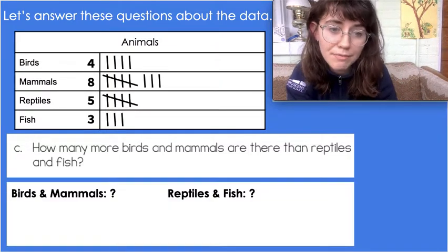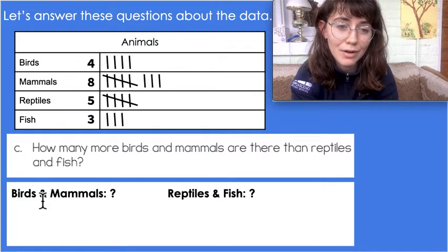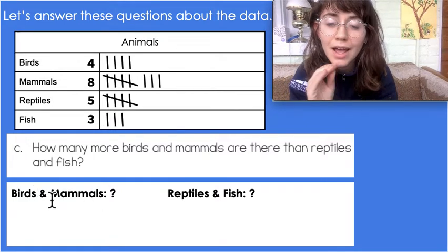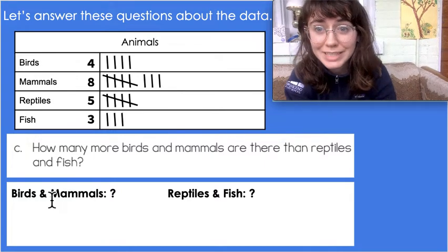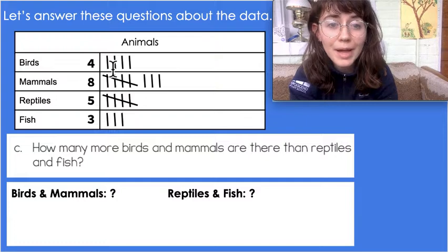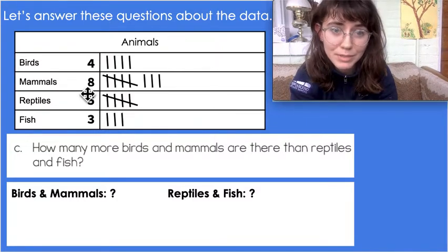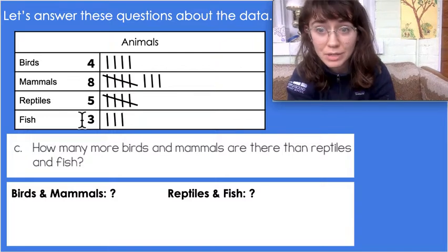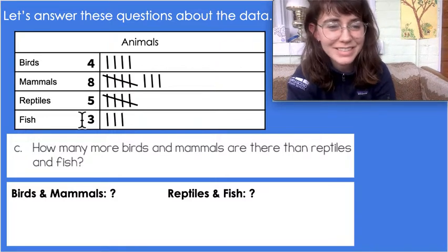So first off, I just want to find out how many are in each group. So how many are there if I put the birds and mammals together? And then how many are there if I put the reptiles and fish together? Let's write some number sentences. So I want you to go back up to the table and see how many birds and how many mammals are there, and write a number sentence putting those together. So pick up your pencil and let's write that number sentence.